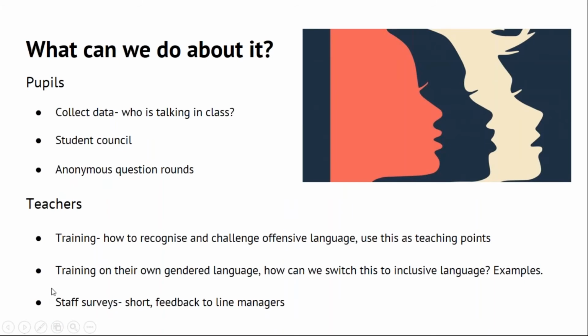So what can we do about it? In terms of our pupils, we need to be thinking about who is talking in class, and how can we bring about pupil voice. So one school had their year 9 student council go round to different classes, and they sat in and marked who was talking.